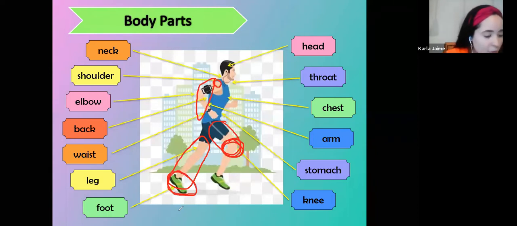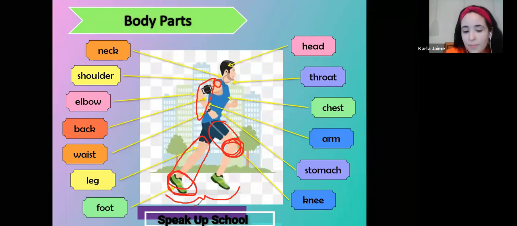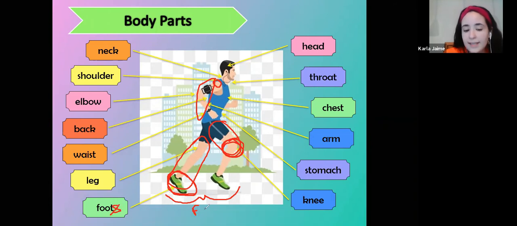And if we put this together, okay, these two foot together, then the body part is in plural. We do not say foots, okay? No decimos foots, we take off the S. And it turns into feet, right? So both of your foot are feet, right? That is the plural form.